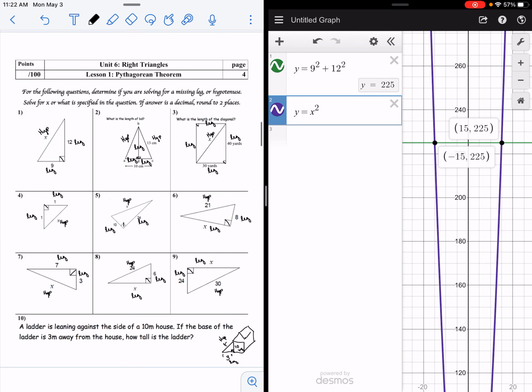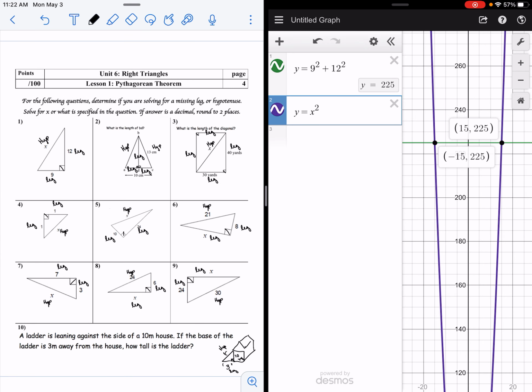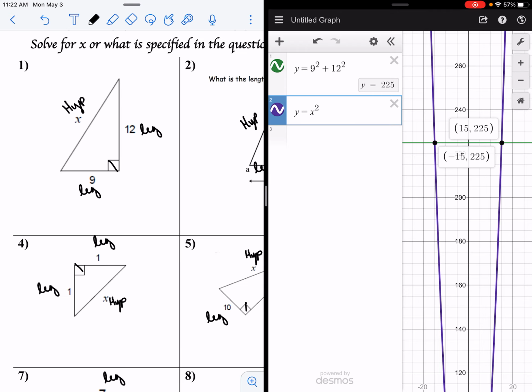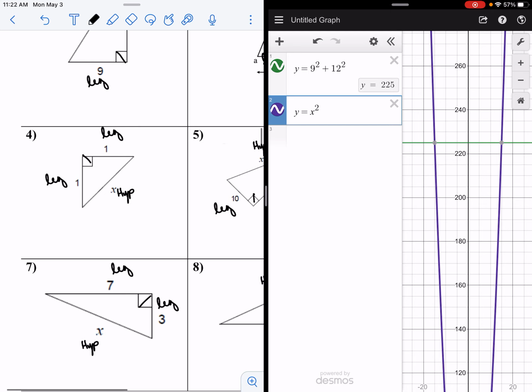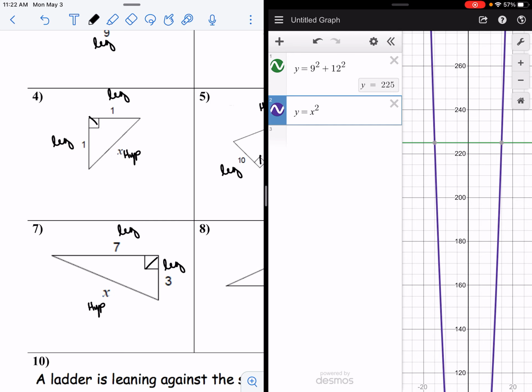If we go to page 4, we can do a couple more examples. Not many. We really already have done one. That was the example up there. I want to talk about number 4 really quick. So again, a squared plus b squared equals c squared, where a and b are legs. C is the hypotenuse. My variable is my hypotenuse, so it's going to be x squared. And I have 1 squared plus 1 squared.